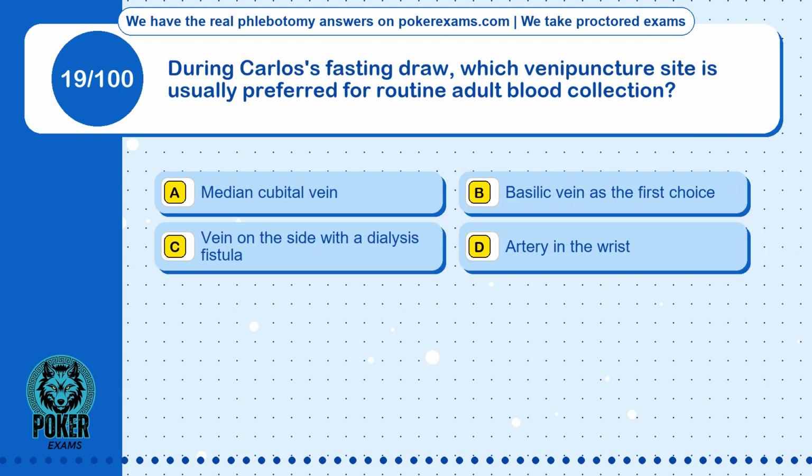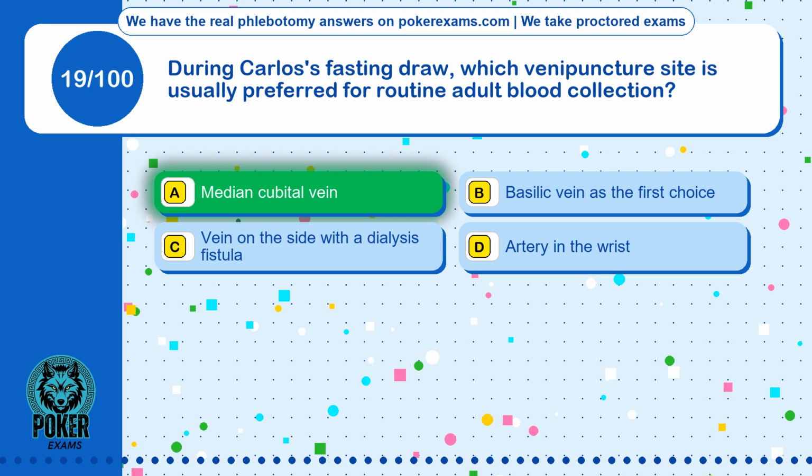Question 19. During Carlos's fasting draw, which venipuncture site is usually preferred for routine adult blood collection? Option A, median cubital vein. Option B, basilic vein as the first choice. Option C, vein on the side with a dialysis fistula. Option D, artery in the wrist. The correct answer is option A.